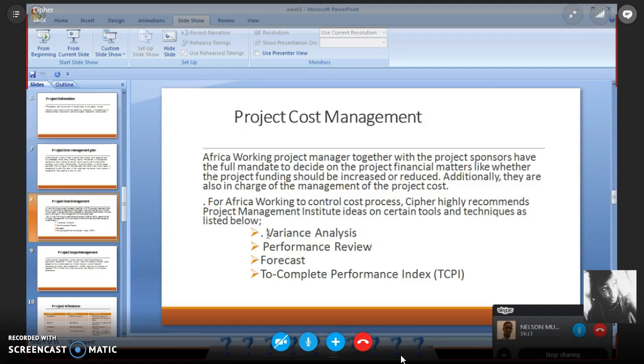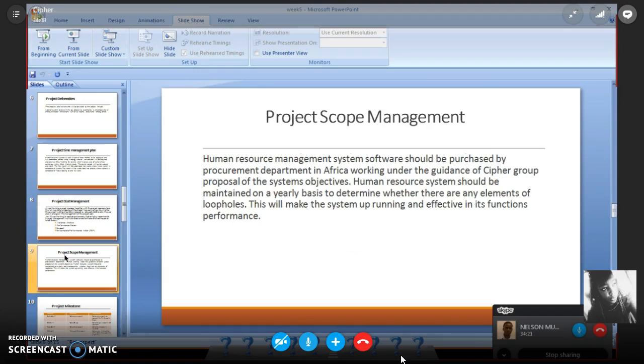They do all of this in cost management in order to be effective. So on the project scope management, the human resource management software should be purchased by the procurement department in Africa Working, under the guidance of our firm, as we have expertise in this sector.